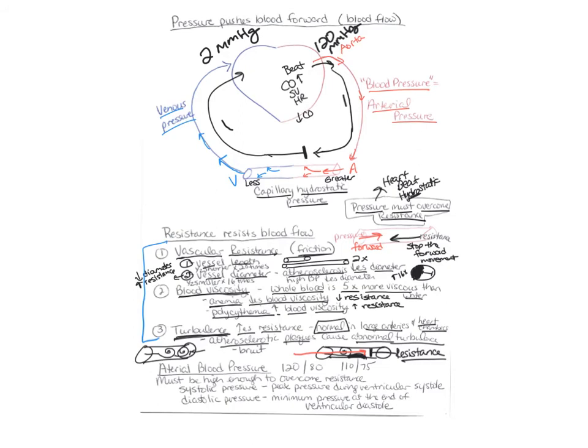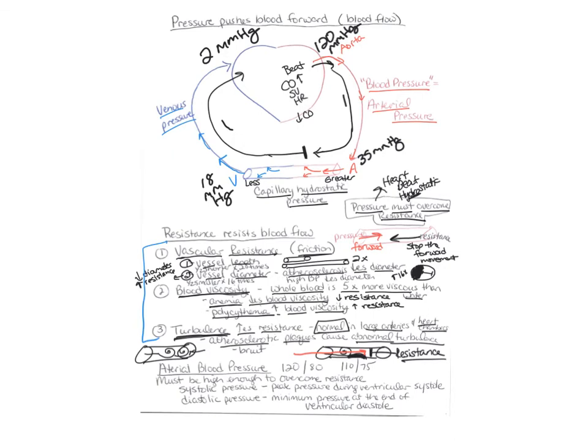By the time the blood gets to the capillaries, the blood pressure will drop to about 35 millimeters of mercury at the arterial end of the capillary, and then it slows down even more, and by the time it gets to the venous end of the capillaries, it's at about 18 millimeters of mercury.